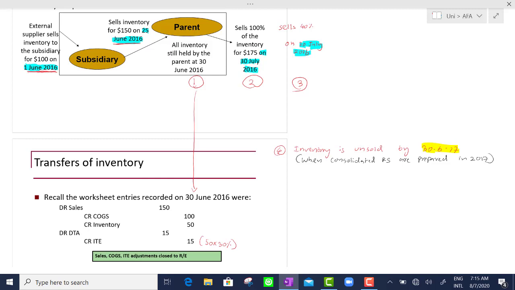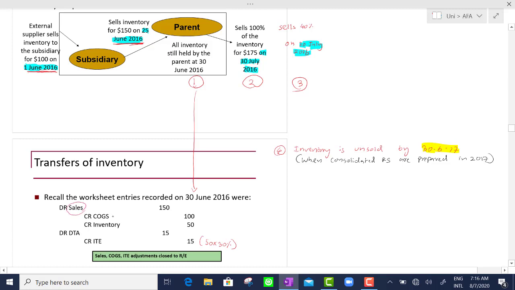Now when we come to the 2017 year, we have passed the sales year. The sales were in 2016, and we have passed that year and come to the next year, 2017. Therefore, when we come to 2017, we do not see the sales account in the ledger.